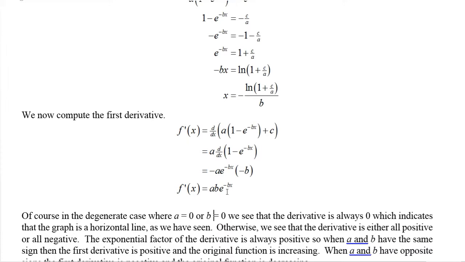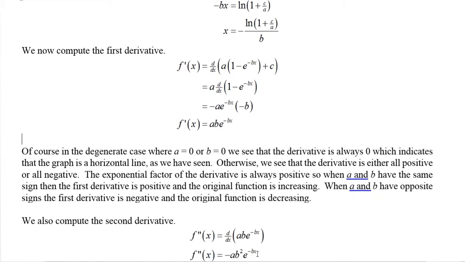Now, the e to whatever power is always positive. So if a and b have the same sign, either both positive or both negative, when you multiply you'll get a positive, and the whole derivative is positive. The derivative is positive when the original function is increasing. On the other hand, if a and b have opposite signs, either a is negative and b is positive, or a is positive and b is negative, then when you multiply all that out, you're going to get a negative value for f prime of x, and that is enough to tell us that the original function is decreasing.